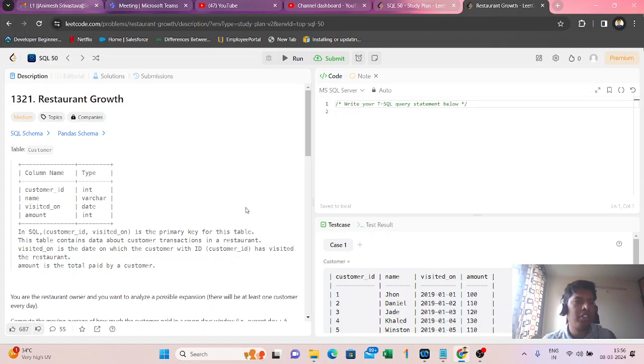The name of the question is Restaurant Growth, and it has one table known as Customer, which has four columns: customer ID, name, visited on, and amount. In SQL, the customer ID and visited on pair is the primary key for this table. This table contains data about customer transactions in a restaurant. Visited on is the date on which the customer with that ID visited the restaurant. Amount is the total amount paid by the customer. Okay, simple table.